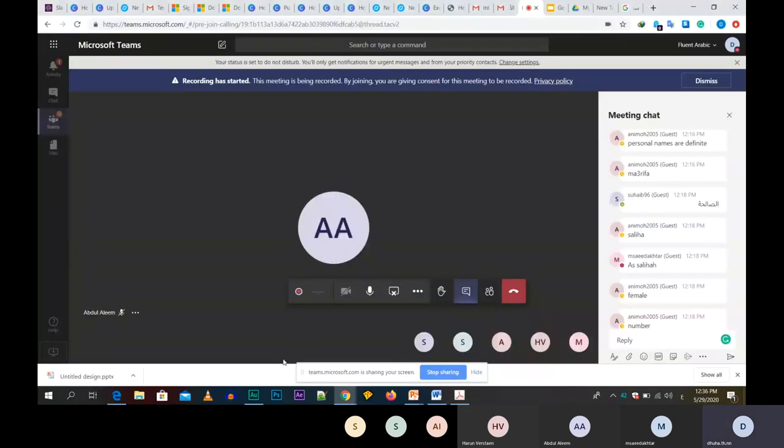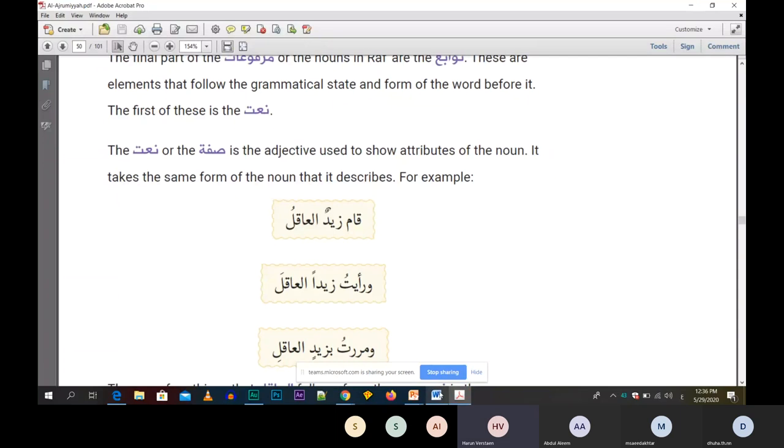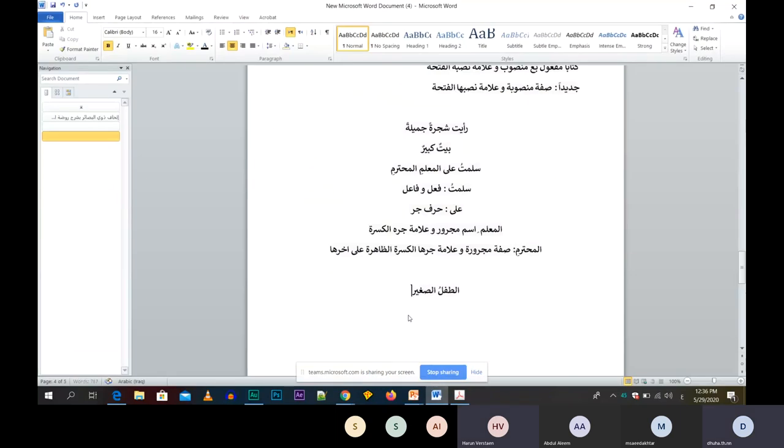Yes. Let's see here. It's an easy question. It's just like I'm saying in English, the beautiful child. So? الطفل الصغير. Very good. The meaning of صغير is what? Small. Very good. The little child. So الطفل الصغير. مثلا الطفل الصغير يلعب, for example. So الصغير is نعت for الطفل.